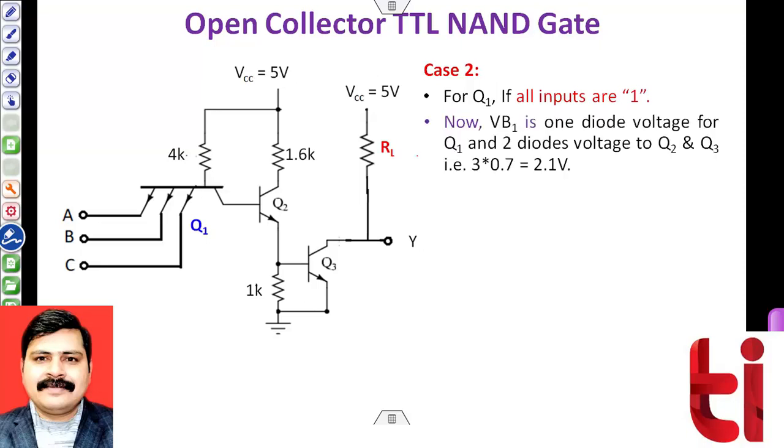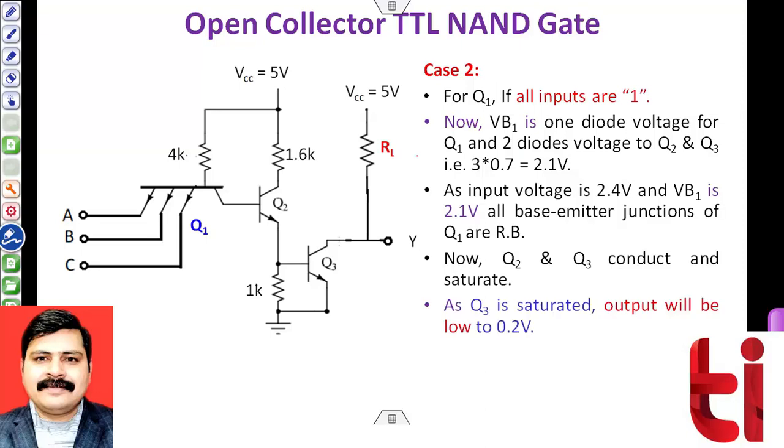For VB1 is 1 diode voltage for Q1 and 2 diode voltage for Q2 and Q3. That means 2.1 volt. We require this particular voltage. As the input voltage is 2.4 volt and VB1 is 2.1, all base and emitter junctions of Q1 are reverse biased. You can check over here the voltage is 2.4 volt, even for the minimal value, and over here the voltage is 2.1 volt. So all these emitters have been reverse biased.